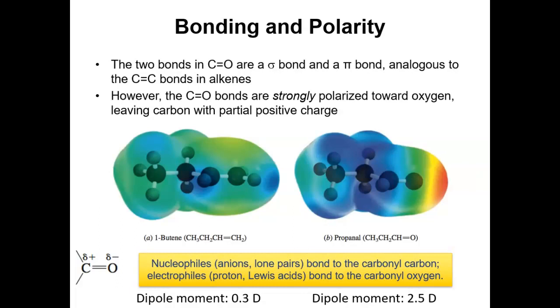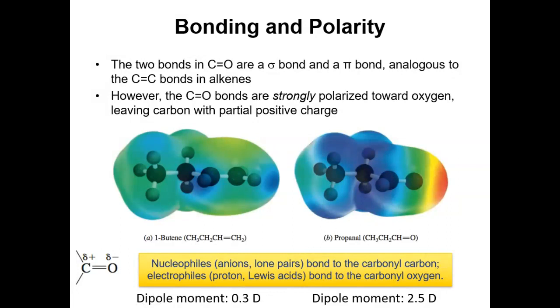And the CC double bond, as we know, in general is considered a non-polar bond, because the two carbons have essentially the same electronegativity. But for a CO double bond, if you look at the electrostatic map, you will see a very large amount of positive charge on the carbonyl carbon. It's a purplish color, okay. Very large amount of positive charge on the carbonyl carbon.